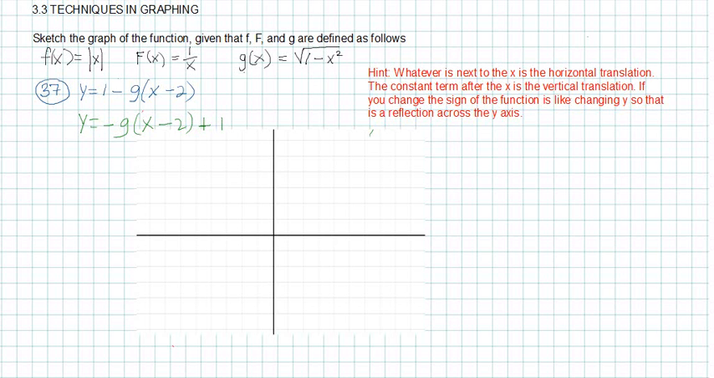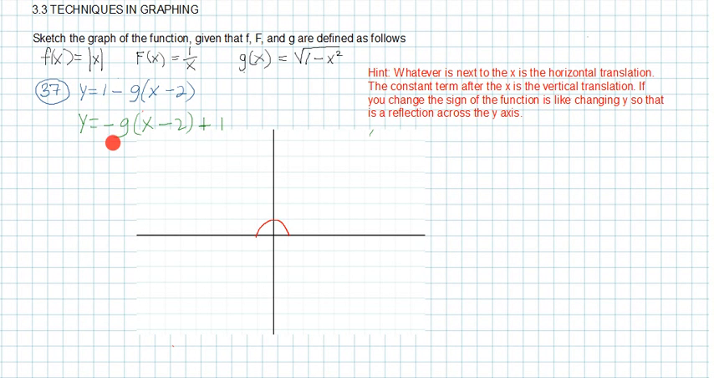So let's get to work. You know the shape of this graph, or you should know the shape of this graph. It's just like a semi-circle. Okay, and let's do the transformations.